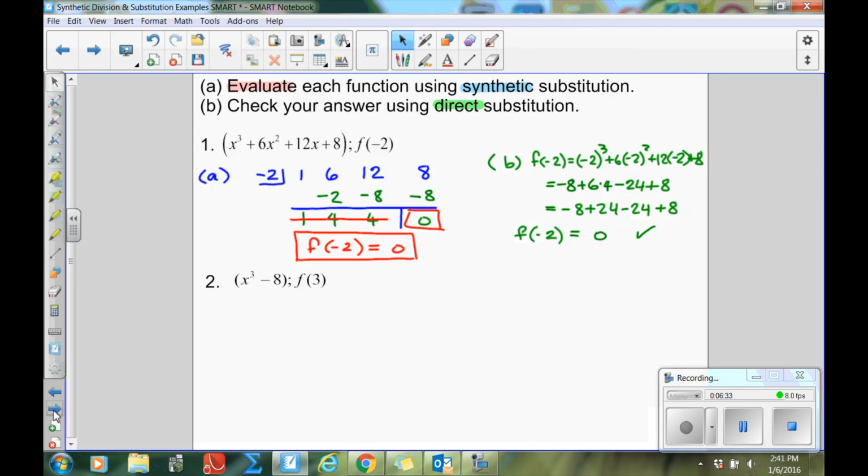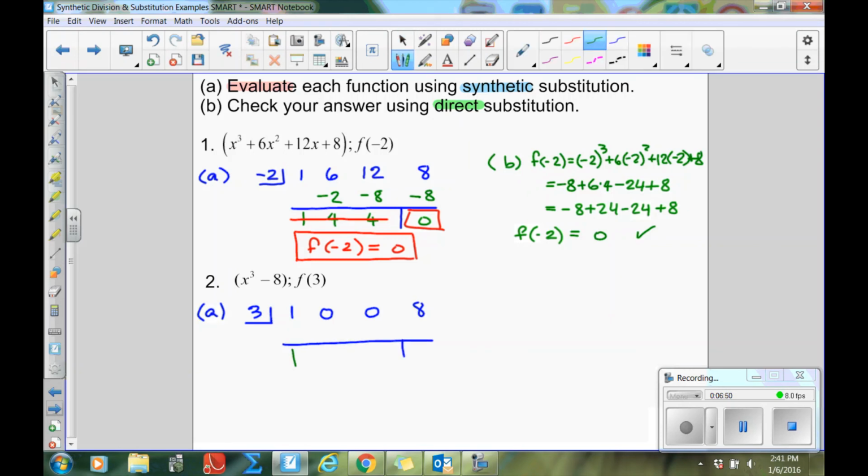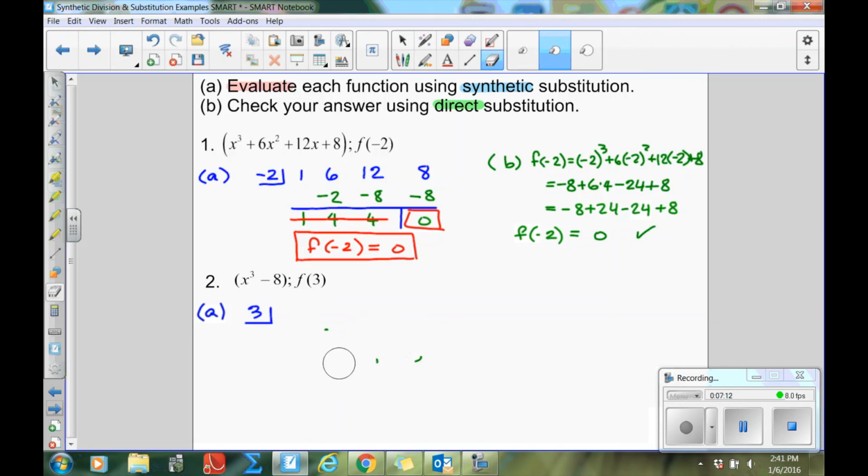Next example, to do the synthetic substitution, I have to fill in with zeros. Bring down, multiply by 3, add. Multiply by 3, add. Multiply by 3. Something I have done is not right. Multiply by 3 and add, that's not right. I made a mistake. And I don't want to start my entire video over.